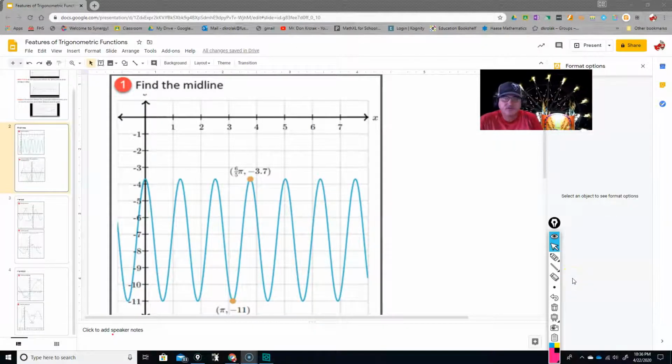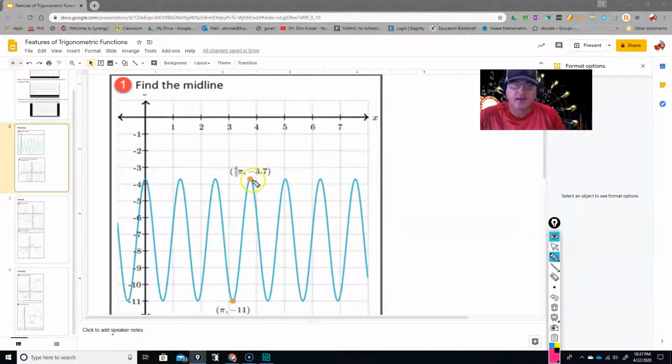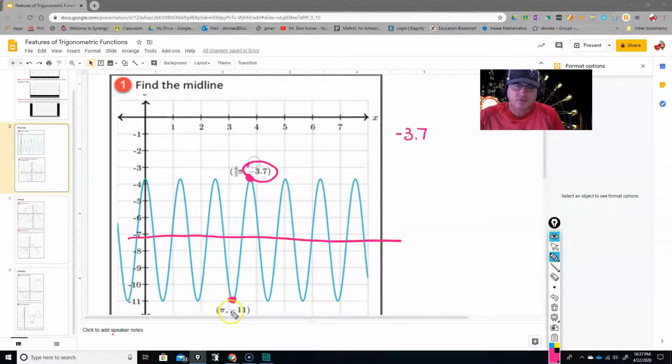Given this trigonometric function, we want to find the midline. Well, we know the midline is going to be midway between a high point and a low point. To find the y coordinate of the midline, it should be somewhere around in here. That's about half. I'm finding the average of the two y coordinates. When you're finding the average of two values, you add them up, and then you divide that value by 2.